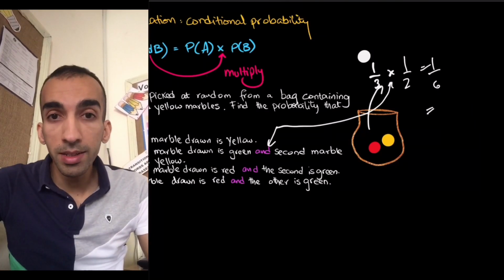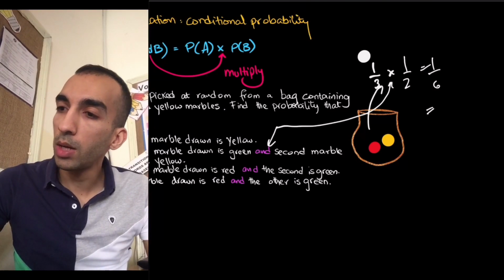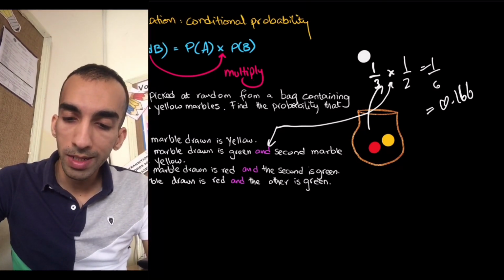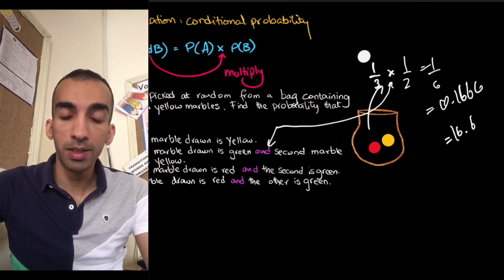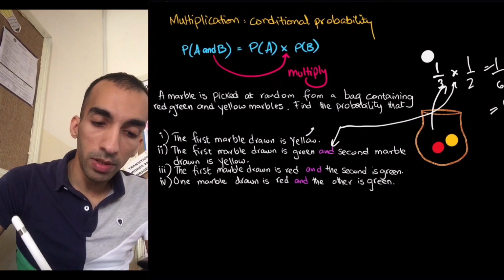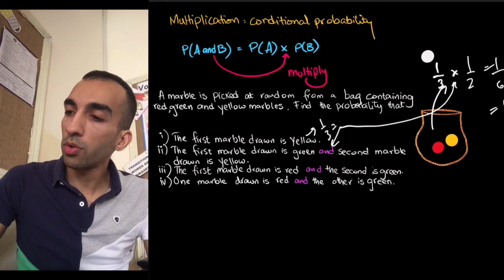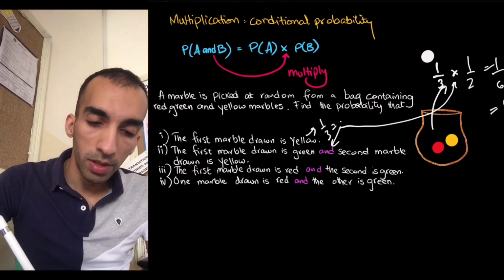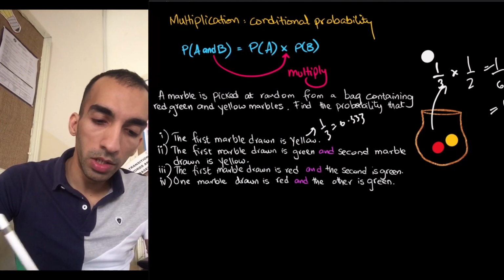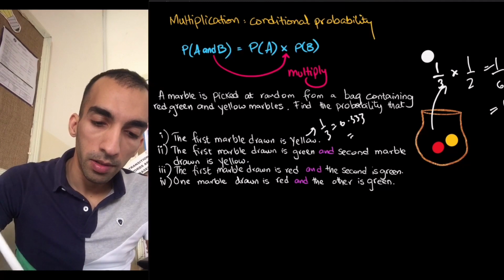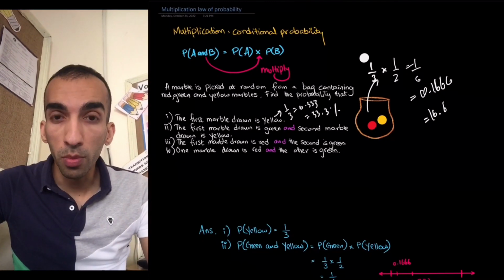Now on a probability scale, how much is 1 by 6? If I were to divide 1 with 6, I will get 0.166. Or basically that's 16%, 16.66. However, the answer for the previous part was 1 by 3. That was, if I'm not wrong, 0.333. And if I were to convert that into percentage, that's 33.33%. Now, why did the probability drop so much?